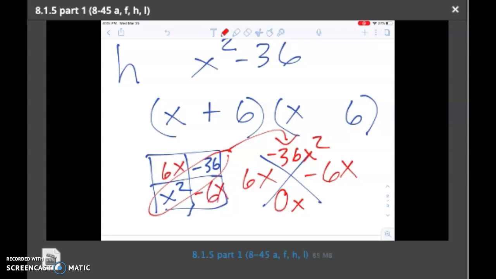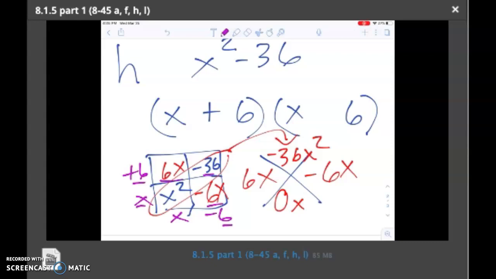Take a look at the dimensions. This must be x and x. X times positive 6 gives me these 6 x's. X times negative 6 gives me these. And then negative 6 times positive 6 gives me negative 36. So it looks like the shortcut will work. So we're going to try it for one more problem.